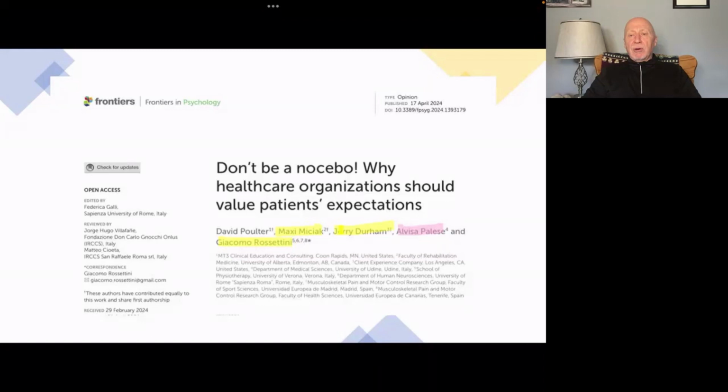Jerry Durham is a consultant who looks at how to improve front desk interaction for people and patients. And his work was invaluable in giving us ideas about how the front desk staff can better interact with patients and people. Alvisa is a Polish nursing professor, but she's practicing in Udine in Italy. And her speciality is the placebo effect and nocebo effects. And our leader, Giacomo Rosentini, who hails from Verona in Italy, is a professor at 2 universities, in Verona and in Rome. And his speciality is contextual effects, and writing about that and how that has an effect on our patients and the interactions that we have as clinicians.